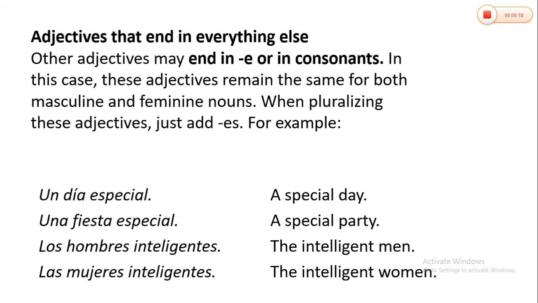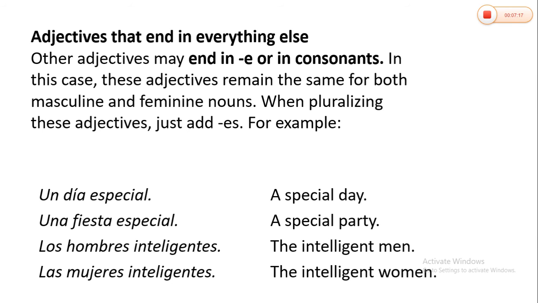Adjectives that end in everything else. Other adjectives may end in e or in consonants. Remember this thing, e or consonants. In this case, these adjectives remain the same for both masculine and feminine nouns. When pluralizing these adjectives, just add es. For example, a special day. So the adjective is especial and the noun is día, D-I-A. So you can see I have put in bold the adjective ending with e or a consonant. So especial ends with a consonant. L is a consonant. So hence especial will never get changed.